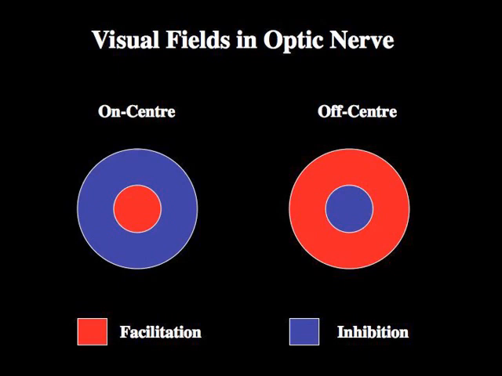These are visual fields in the optic nerve, and what I want you to imagine is that the slide is an area of retina, and we are looking at one axon in the optic nerve, and we are drawing on the area of retina the area to which that nerve is capable of responding. And if we look at that, we find that there are two distinct sorts of axons. There are on-center and off-center.